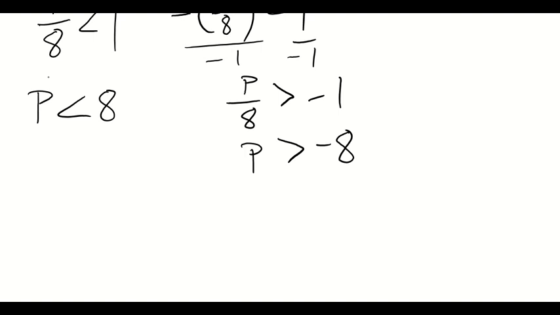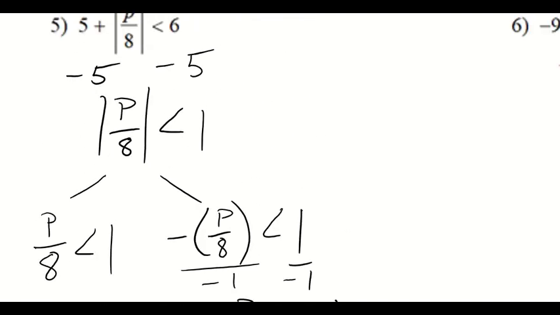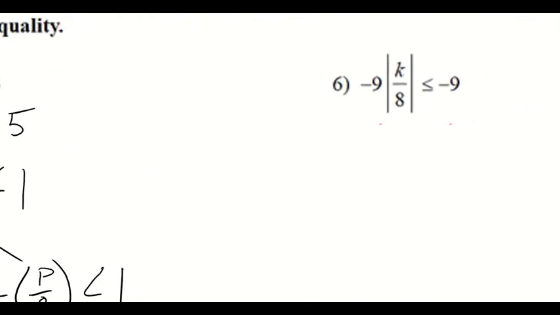So since we have p is less than 8 and p is greater than -8, we end up with one interval for our solutions, which has -8 as our lower bound and 8 as our upper bound. The last question, which you'll have to do, is write in the solution set for number 6.